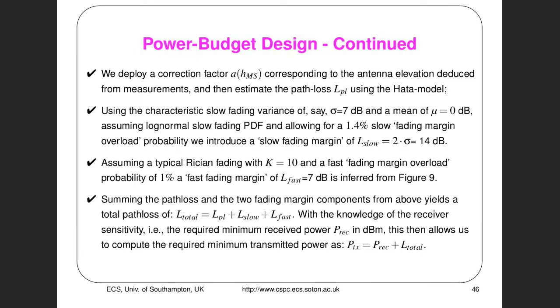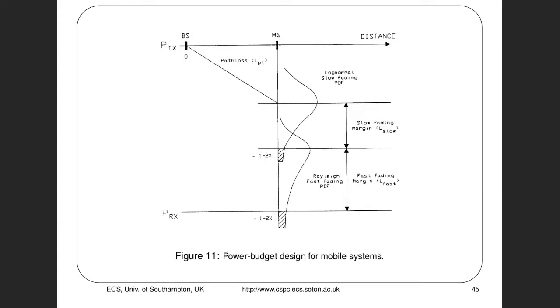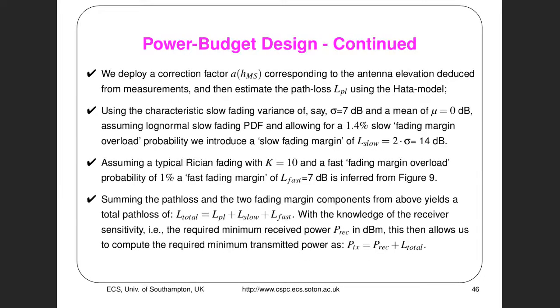So I want to emphasize here on this slide, there are two things for you to learn in accordance with the figure here. The first is the total power loss is the summation of all the three power losses: the path loss, the shadowing effect and the fast fading. We need to take into account the power loss of all the three combined together.